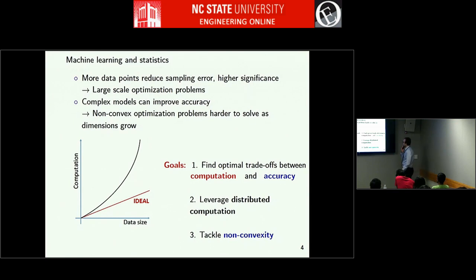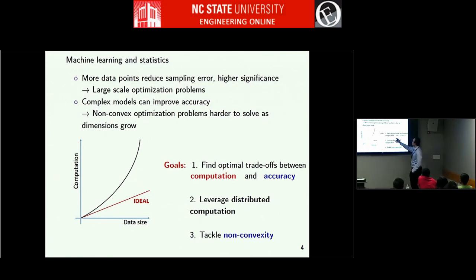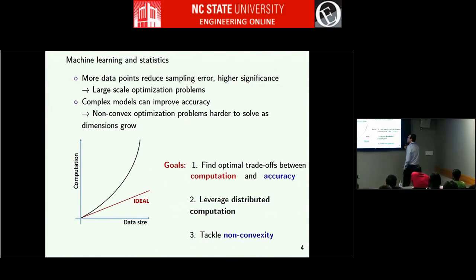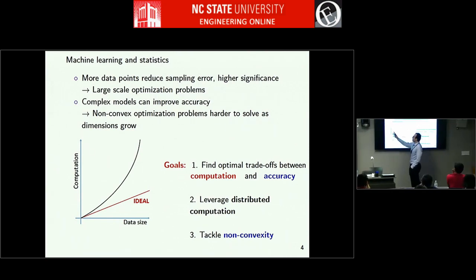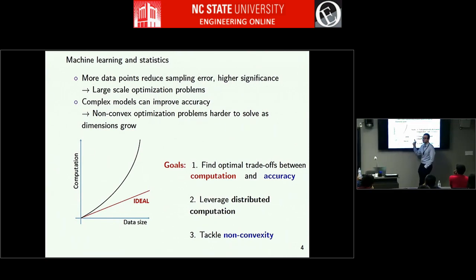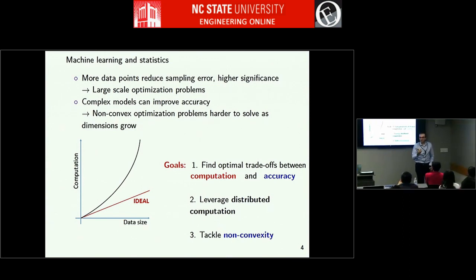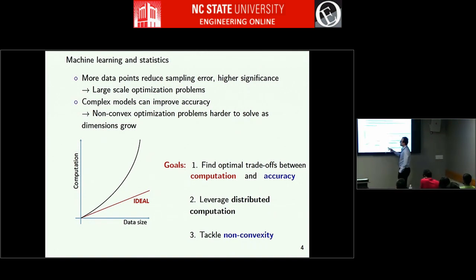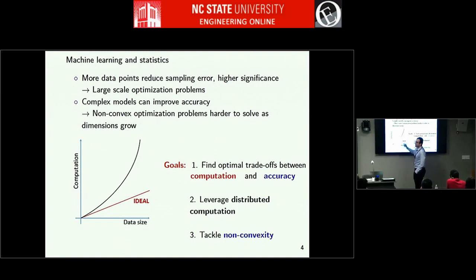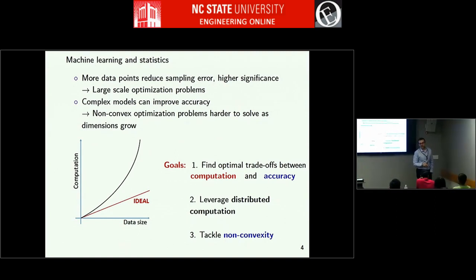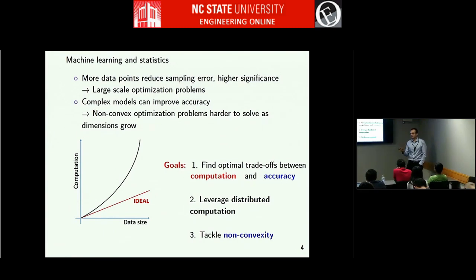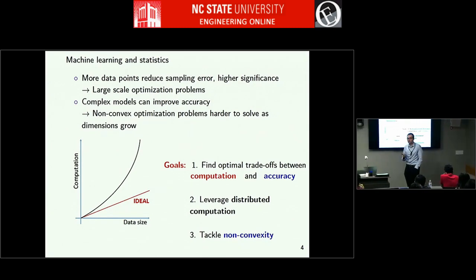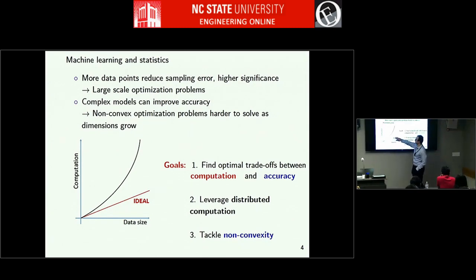So there will be three goals in this talk. The first one will be finding optimal trade-offs between computation and accuracy in an optimization problem. Ideally, as the data size increases, we want the computational cost to be linear. Linear is ideal because at least you have to read the data, so you can't do much better than linear. But optimization problems often require higher than linear complexity, like quadratic complexity for least squares type problems, even higher, n to the 6, for semi-definite problems. So this is the curve we would like to achieve.